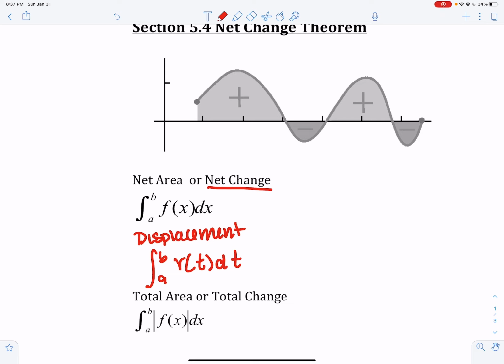Net change is also good, but displacement will tell you where the particle ended up. Because remember, the integral of velocity is position, so after a certain amount of time, that information will give you where the particle ended up.